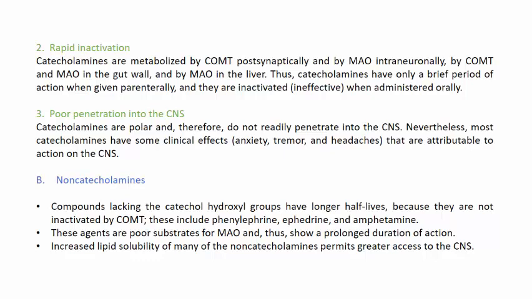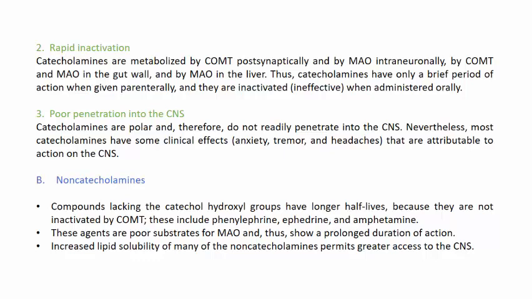Okay, number three, they are polar. So according to the penetration into the CNS, so they have poor penetration into the CNS, so they are polar and therefore do not readily penetrate into the CNS. وهذه كلها share these similar effects, and nevertheless most catecholamines have some clinical effects including anxiety, tremor and headaches, that are attributable to the action on the CNS.